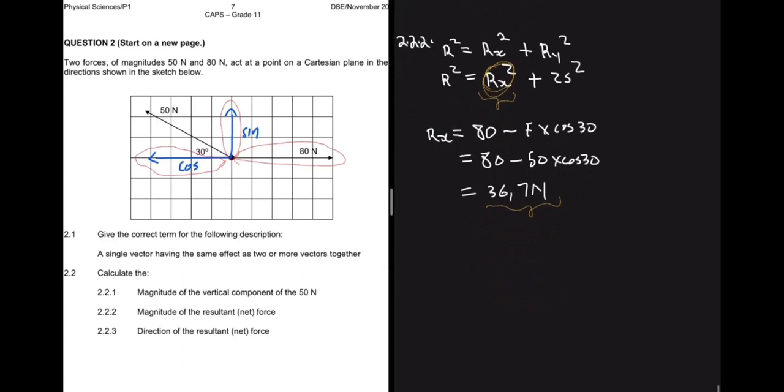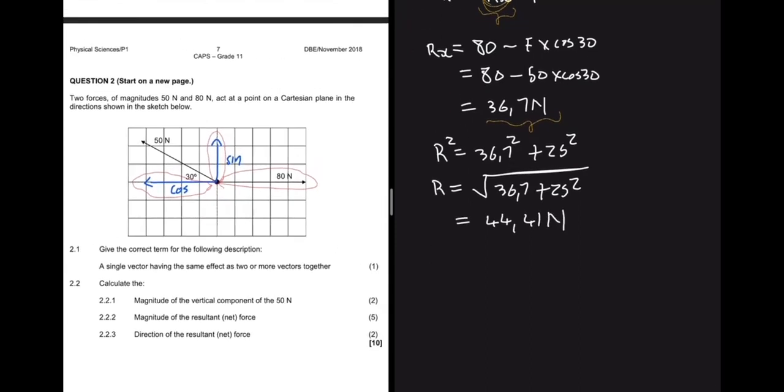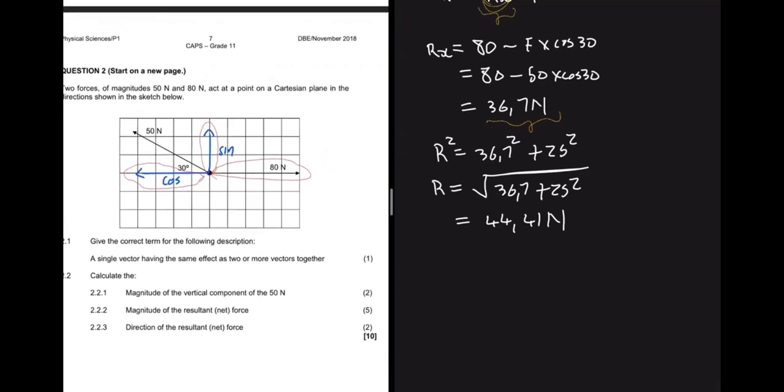So in place of R of x, we can put 36.7 Newton. We're going to have R squared is equal to 36.7 Newton squared plus 25 squared. So we're going to have R being equal to the square root of 36.7 squared plus 25 squared, which is equal to 44.441 Newton. And then you get your 5 marks.